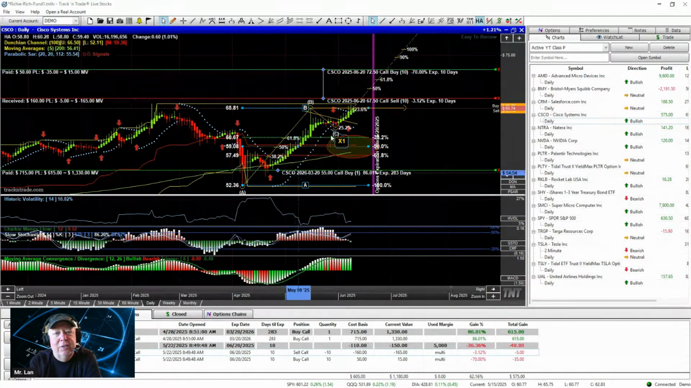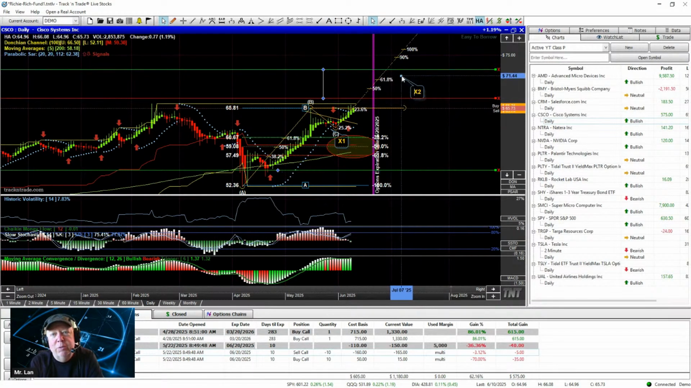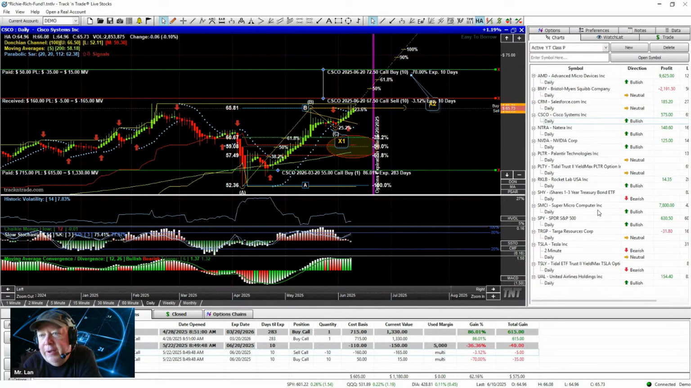Then we're going to wait for it to break the blue light. So this is X1 right here. That's the breaking of the blue light. When it breaks the next blue light, it'll always do it, guaranteed. It'll break the next blue light. We just don't know where. That'll be your X2 going into the third drive, and we expect that to happen up in here somewhere. So this is the next run. Okay, so that's Cisco.